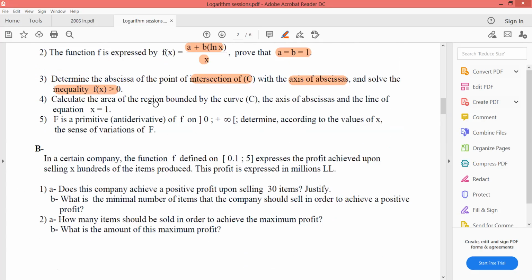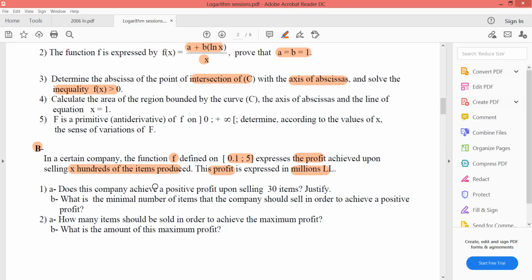Now part B. In a certain company, which is the economic part, the function f defined on 0.15, pay attention to the interval, expresses the profit. So f(x) is the profit of selling x hundreds of items, and the profit is expressed in millions of Lebanese lira. Always we have two units, one for the quantity and one for the unit of money.